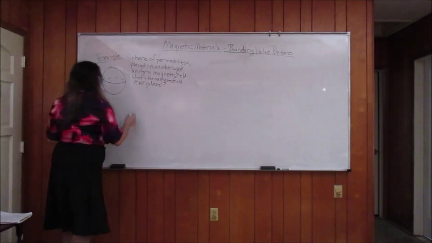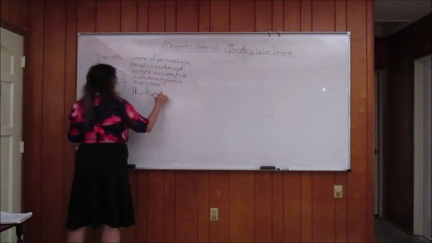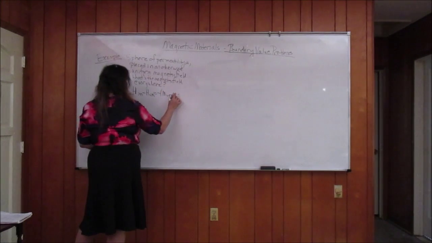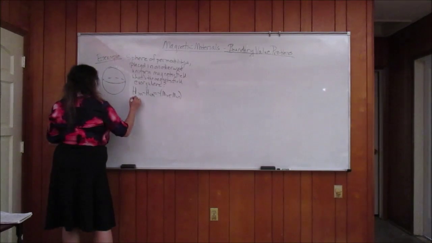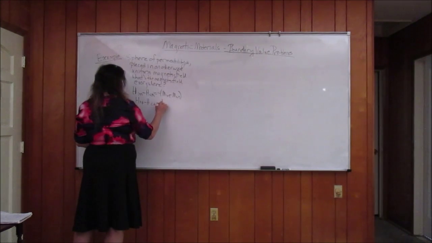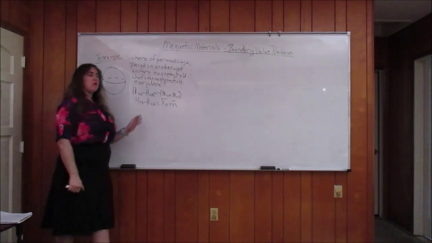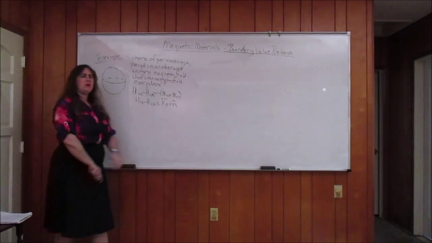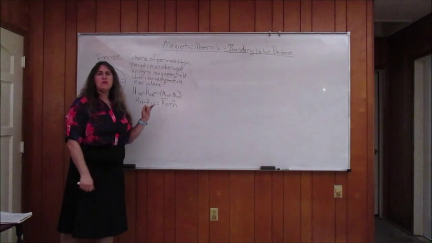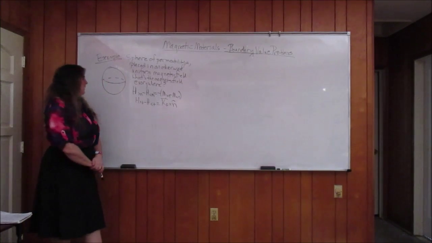So let's first write down the boundary conditions. There's a discontinuity in the normal component of the H field, and that's equal to minus the discontinuity in the magnetization vector. There's a discontinuity in the tangential component of the H field, and that's equal to the surface current density crossed into the normal.